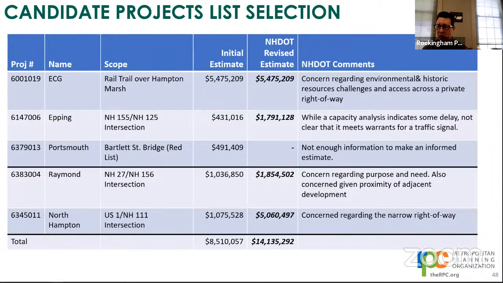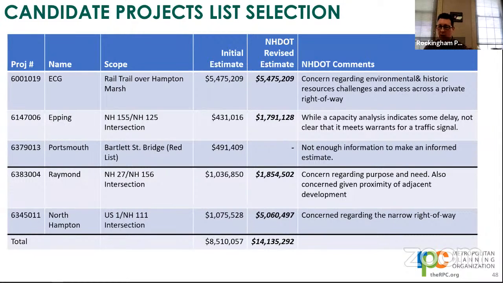The Raymond intersection, they were concerned regarding the purpose and need for that and whether it was truly needed. There's also a substantial amount of development in close proximity to that intersection, and they were concerned about the impacts there leading and driving up right-of-way costs. Costs on that went up about 50%, so a pretty substantial increase on that as well.